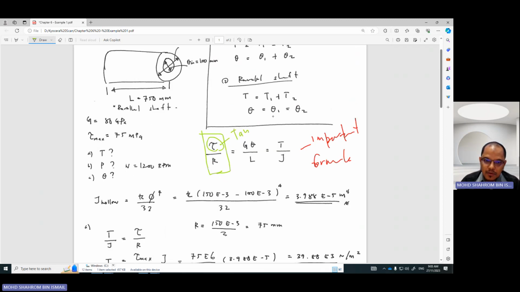So, the one that looks like a T, basically it's not a T. It's tau, like this, and then like this. This one we call shear stress.